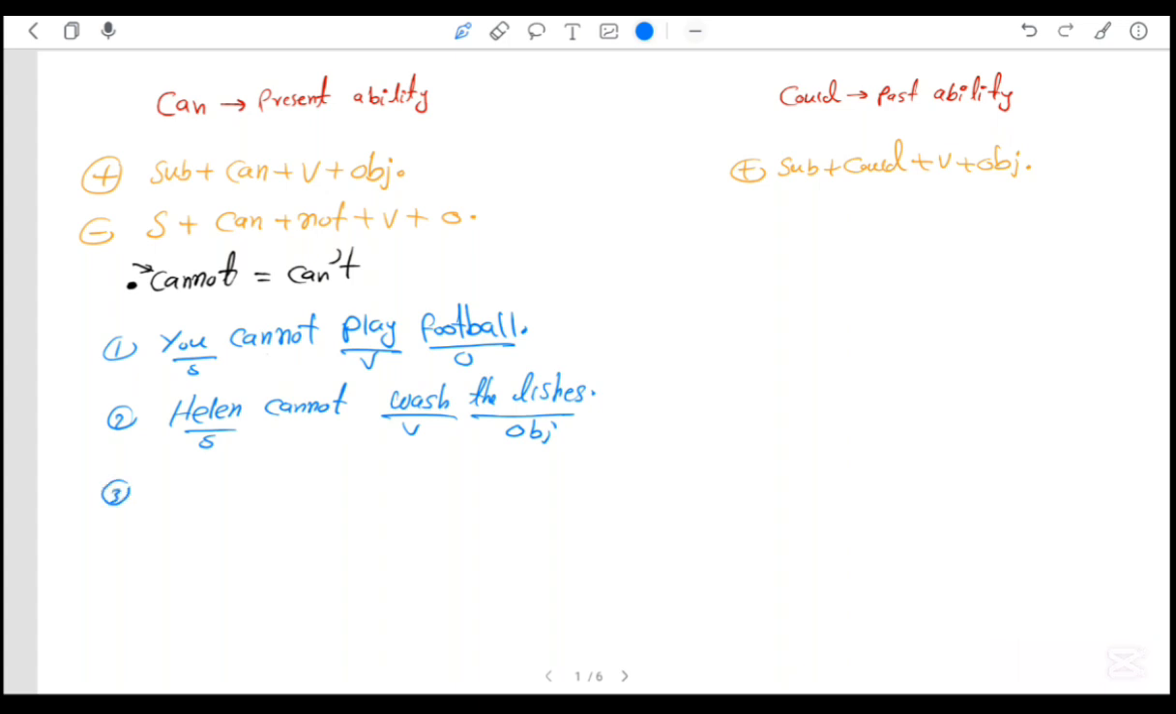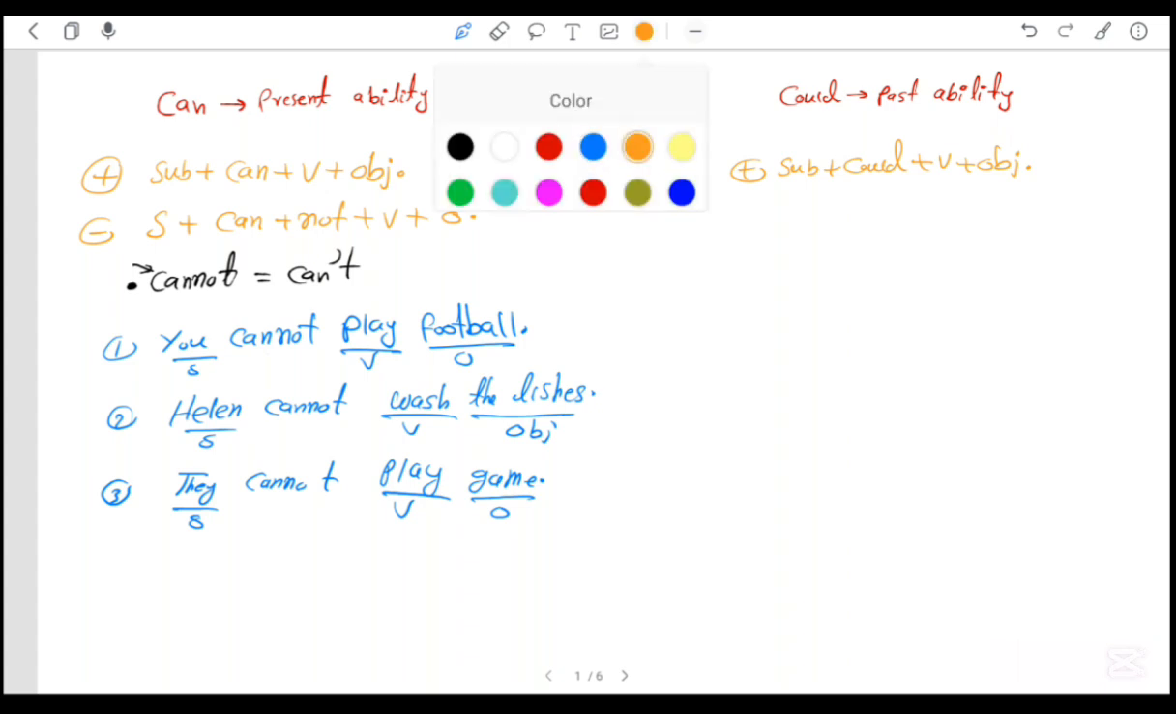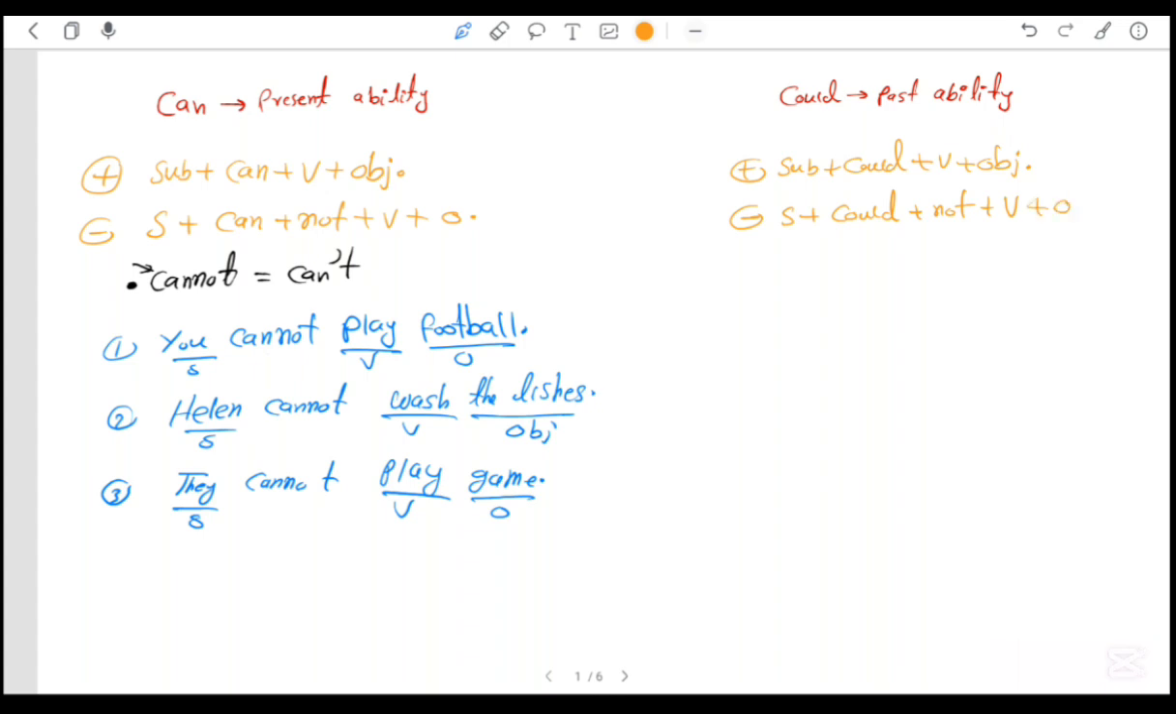So sentence number three, let's say: they cannot play game. Like this, we have subject, verb, and object. So this is the basic quick idea about writing a negative sentence for can. Let me go and talk about the negative structure of could. First we have subject, then could, then not, then the real form of the verb, then object, and a period at the end.